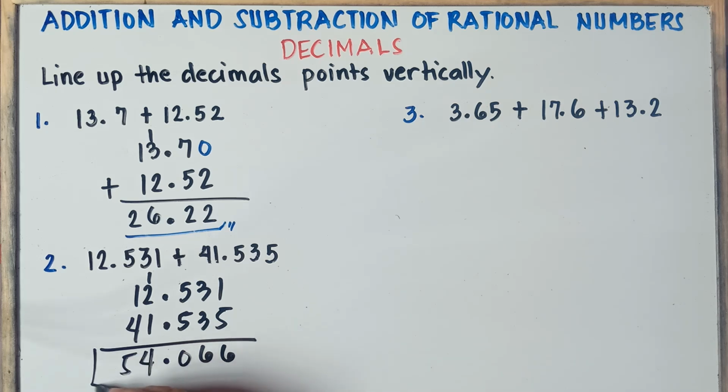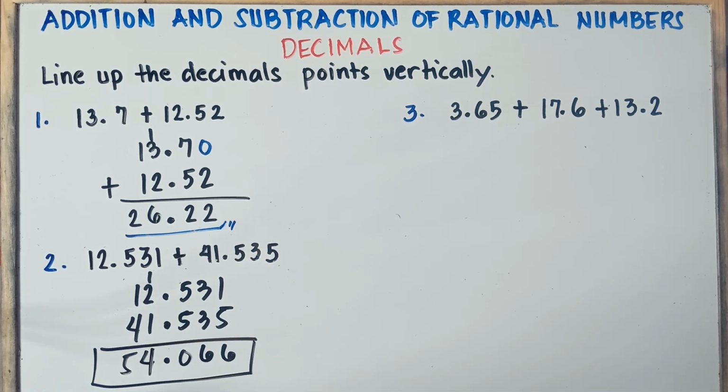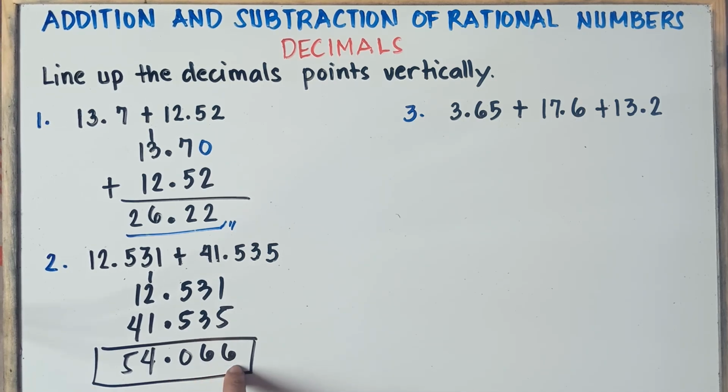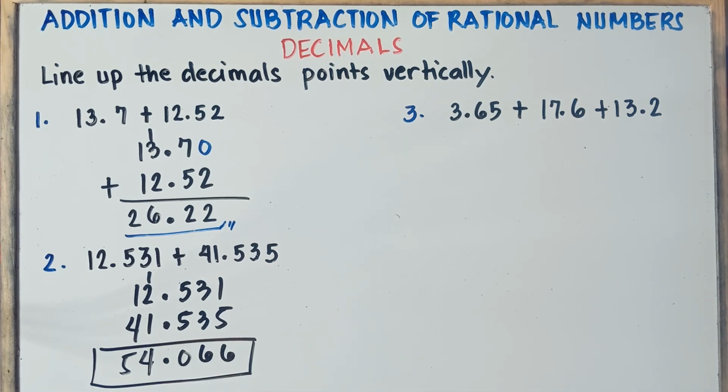So 54.066. How will you read this one, class? Numbers into words. Do you still remember, class? Reading numbers into words. So once again, place value: tenths, hundredths, thousandths, with TH, class, for the decimals. So that would be 54 and 66 thousandths.